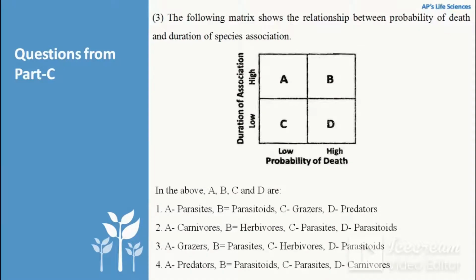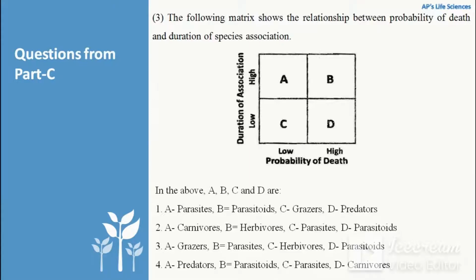In the next question, the following matrix shows the relationship between probability of death and duration of species association. There are 4 different species A, B, C, D, with different durations of association and probabilities of death. In species A, there is a high duration of association with low probability of death. So this can be possible for parasites. Similarly, in B, there is a high duration of association and high probability of death. So this can be possible for parasitoids, because they associate for more time and completely feed on the host. So that's why B can be parasitoids.